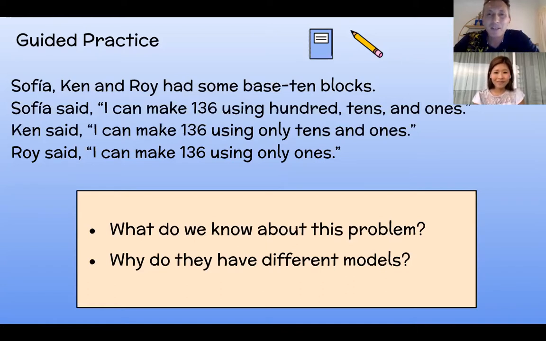Well, I think that maybe they're showing the number in different ways, because Sophia said 136 using hundreds, tens, and ones, and Ken said 136 only using tens and ones, and Roy said 136 using only ones, but that's a lot of ones. But I think that they can all make 136. You think so? I think so. Let's look at my problem and see if that was correct.